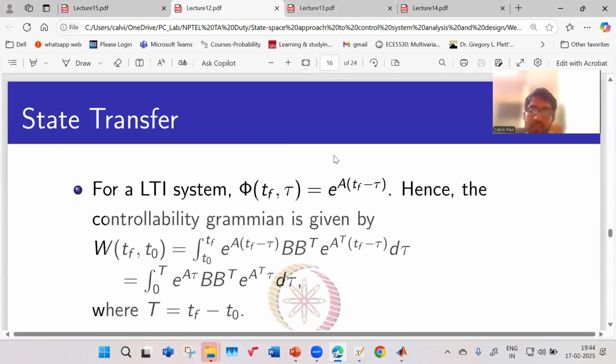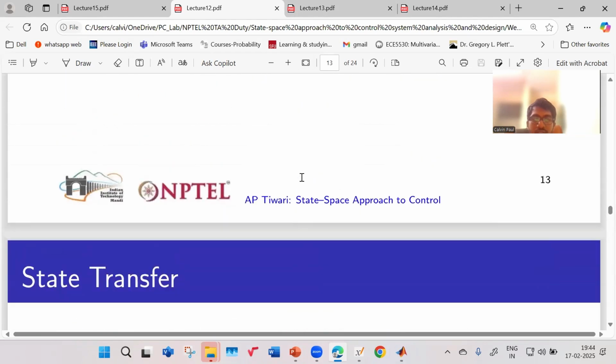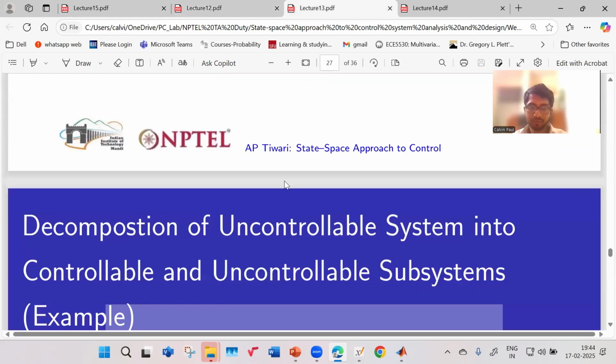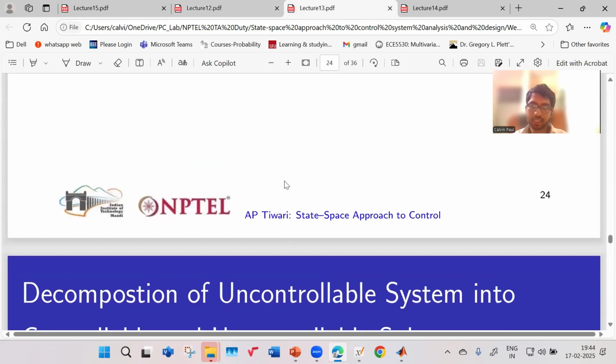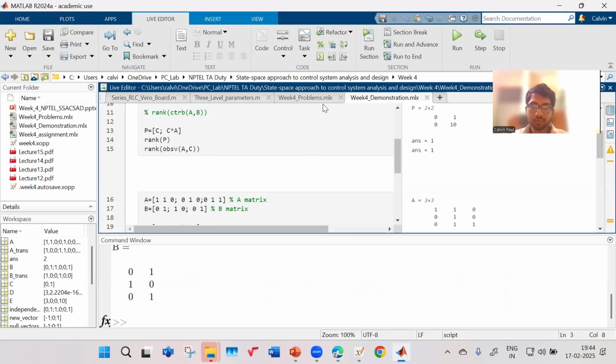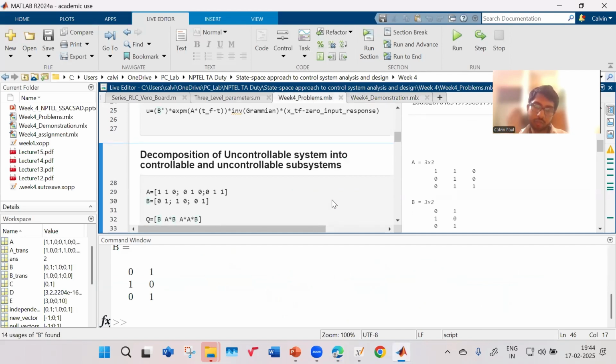Okay, so there's the controllability gramian, etc. And if you solve it for an LTI system, you again get this A transpose, B, B transpose, A, e raised to A transpose, etc. All this is state transfer. So all this state transfer, etc., is not important for us. We just want to know whether a system is controllable or not controllable, right? And the decomposition, etc., can be done. So I have shown how you do decomposition of uncontrollable systems into controllable and uncontrollable subsystems.